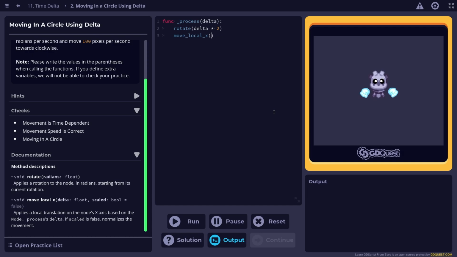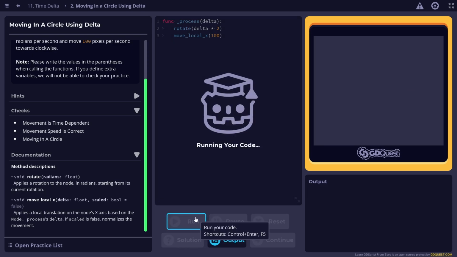Delta means distance, right? Anyway, does it mean something? I think it's the difference between 2 different numbers, I guess. I forgot. Let's see if this works.